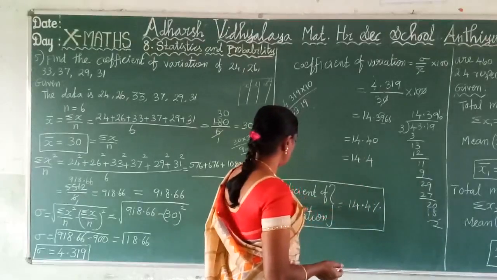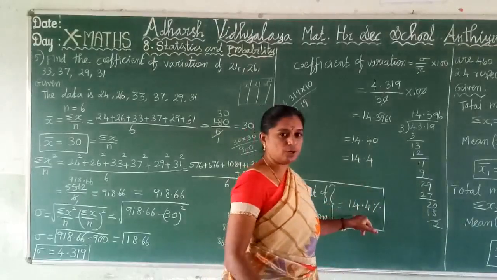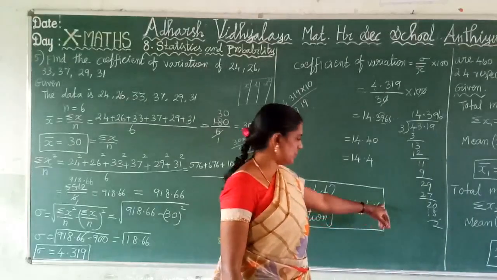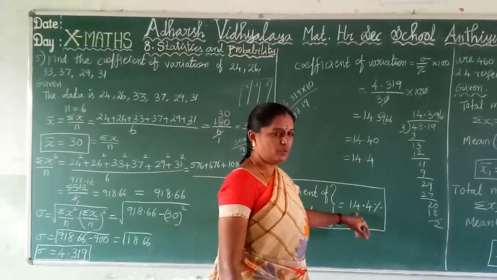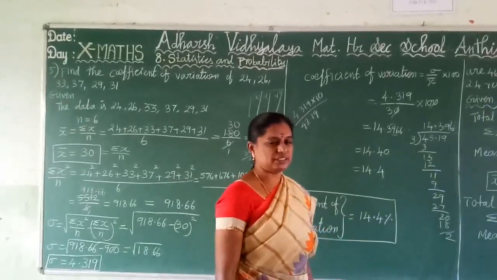Therefore the coefficient of variation is equal to 14.4%. The coefficient of variation is always written as a percentage. So the answer is 14.4%. Clear?